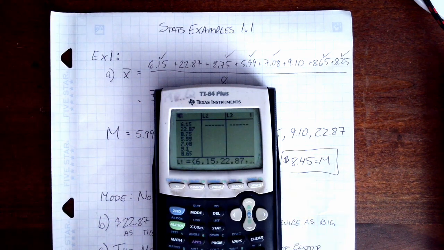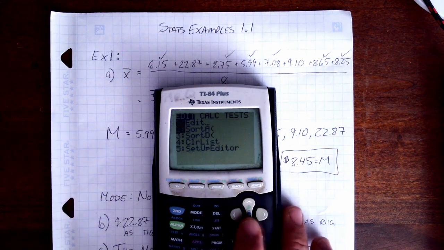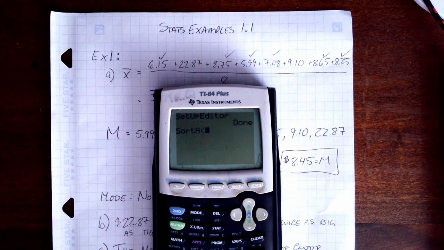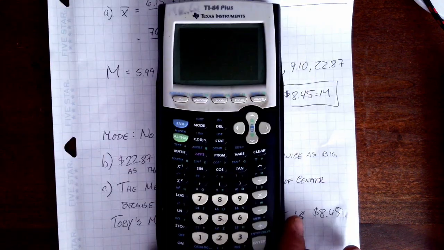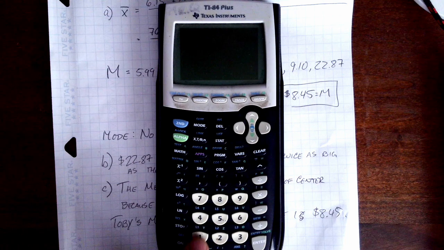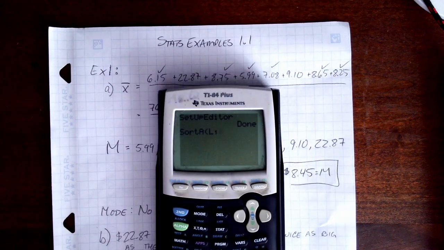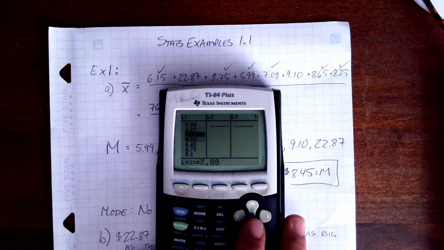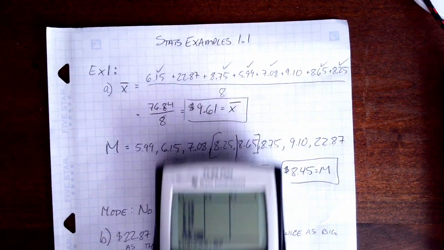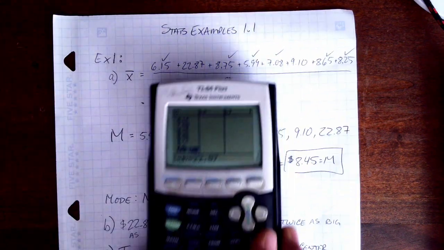You can also go up and rename L1 or things like that. We'll show you some of those tips and tricks later. So you could sort the list either by ascending order or descending order. Sort A. You're going to have to choose which list. We used L1, so you're going to hit the second button and then the 1. And that will sort L1 by ascending order. Now it's done. Stat, edit, and now you can see in order from least to greatest. And that confirms the work that we did right there.